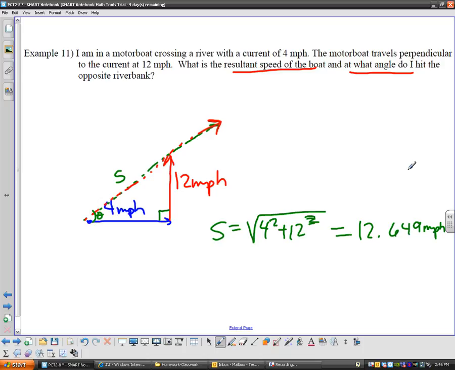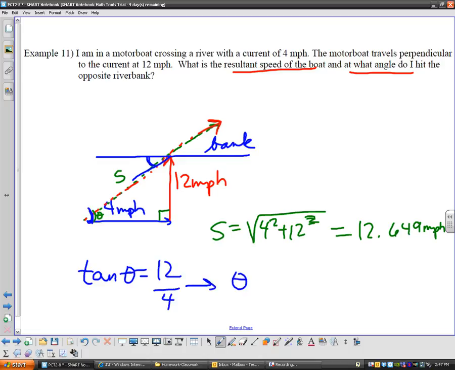And if it helps to think of this other side as the riverbank, you're hitting it at this angle here, which is the same as the angle over here because we have parallel. We're assuming the river banks are parallel. So we've got the tangent of theta equals 12 over 4, which implies that the angle is 71.565 degrees. So the resultant speed is 12.649 miles per hour, and we're going to hit the riverbank at 71.565 degrees.